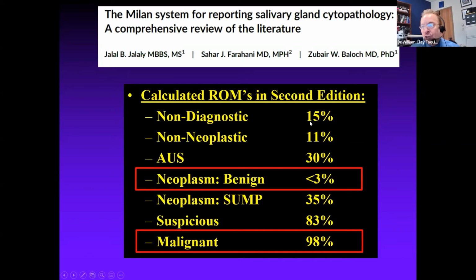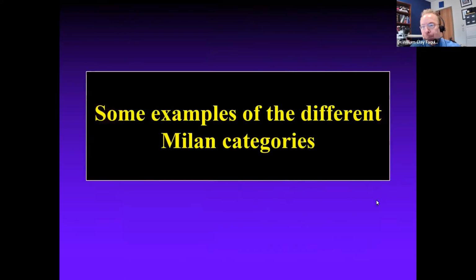The other thing I'll mention is that there is a 15% risk of malignancy for the non-diagnostic category, and that's simply because there's a sampling issue going on. There's a significant lesion there, and it just hasn't been properly sampled. But after that, most of these risks of malignancy increase as we go towards the malignant category.